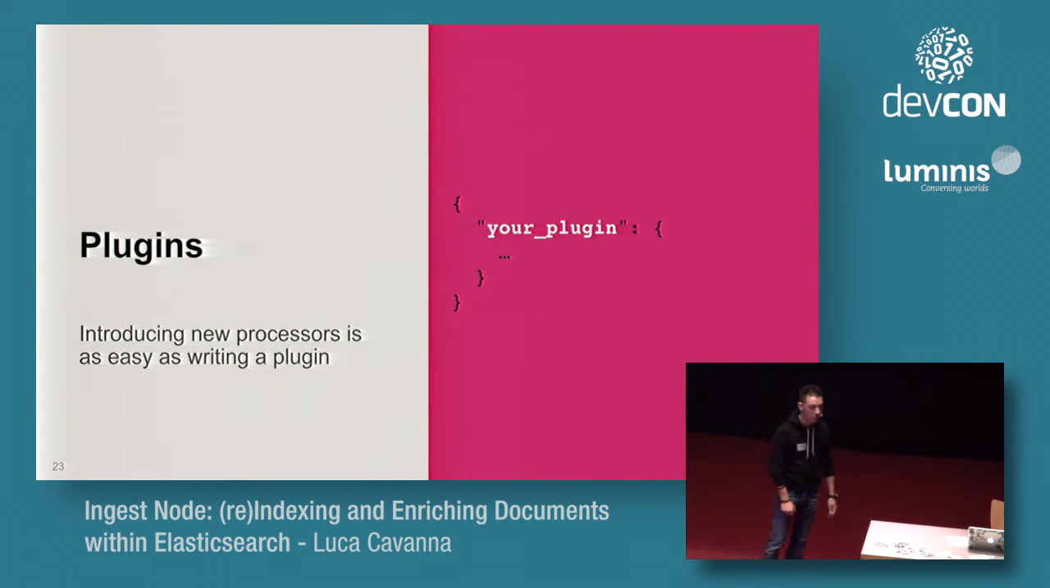And last but not least, also plugins. There is a new Java interface, which is called Processor, within the Elasticsearch core. You can implement it and plug it in as a plugin within Elasticsearch. So you can have your own processors, if the ones that come out with Elasticsearch are not enough for you, or if you have custom needs.